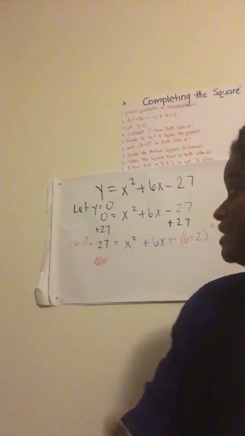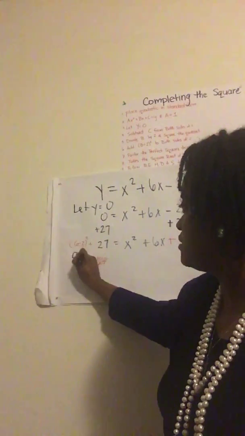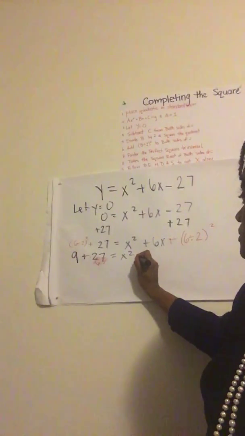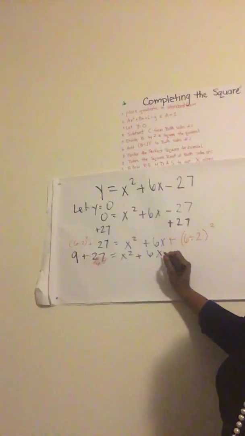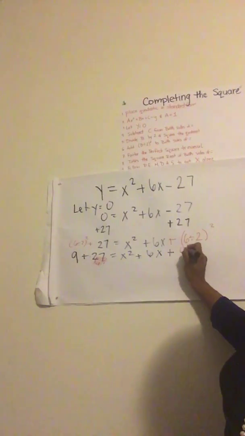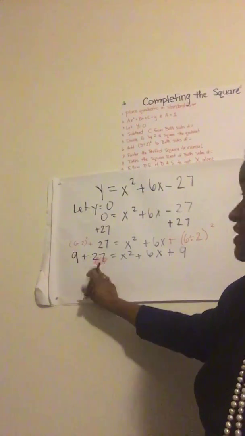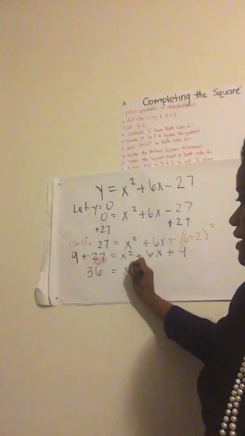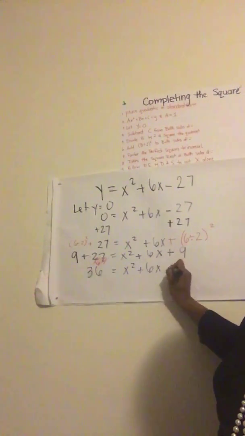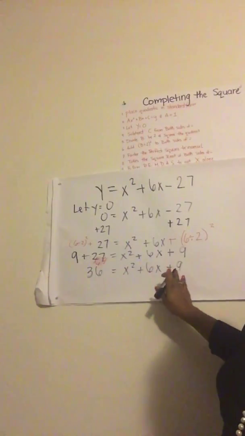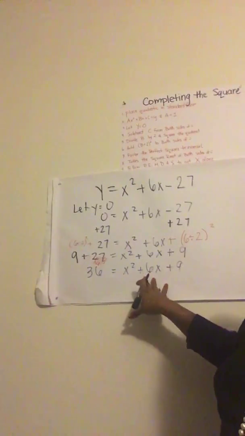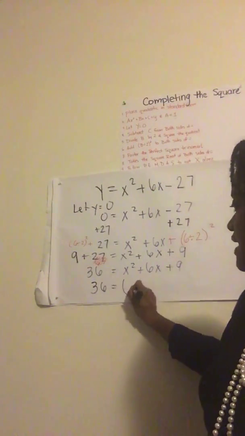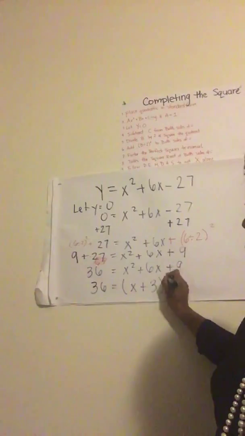So we write 9 plus 27 equals x squared plus 6x plus 9. Now what's 9 plus 27? That's 36 equals x squared plus 6x plus 9. This is your perfect square trinomial, so we can factor that quickly in our head and we get 36 equals x plus 3 squared.